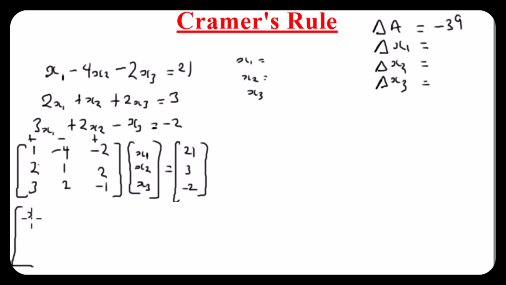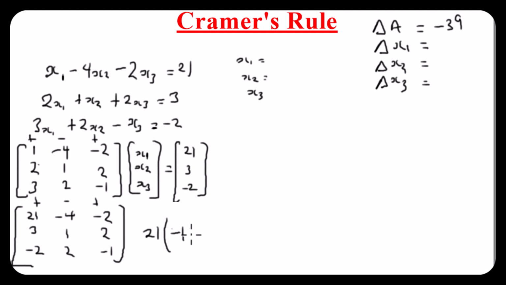So here I'll have 21, 3, negative 2. So please be careful about the sign again. Negative 4, 1, 2, negative 2, 2, negative 1. Okay, so again, find the determinant of this matrix. So plus, minus, plus. Okay, so take 21. 21 is outside. Okay, strike this. What am I left with? So I have 1 times negative 1, so that's negative 1. 2 times 2, that's 4. So negative 1, negative 4.